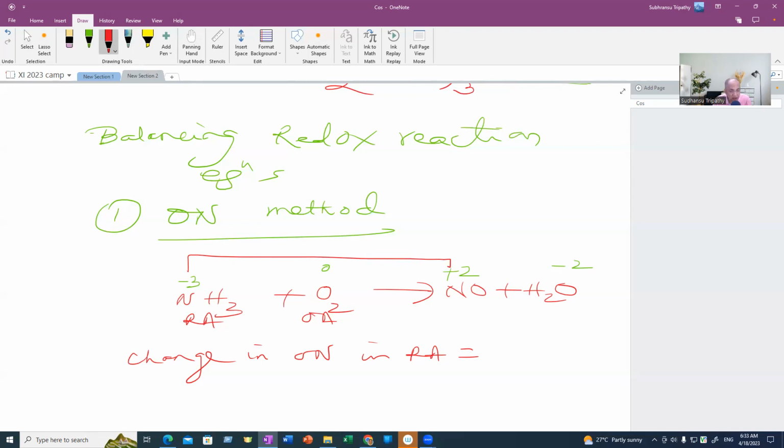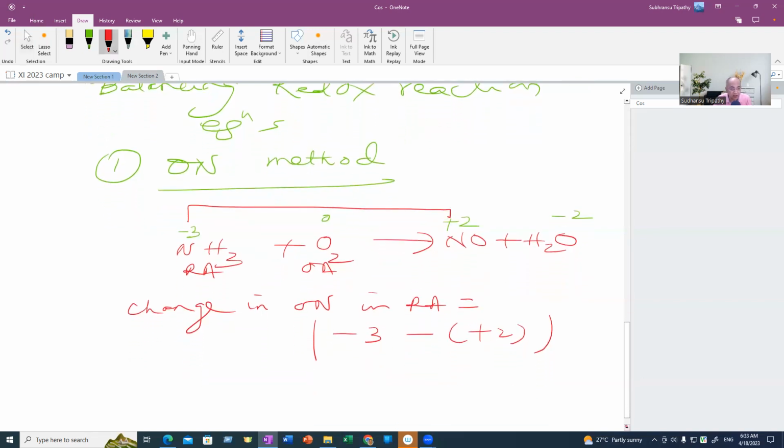Yes, sir. -3 minus +2, and you have to take the mod, meaning its magnitude. We need the change to be a positive number, so you take the mod, the magnitude. So -3 changes to plus, so this is -5, and take the mod, so the change is 5. Whatever change of oxidation number you find for one agent, you multiply that as coefficient in the other agent. So multiply 5 to the oxidizing agent.